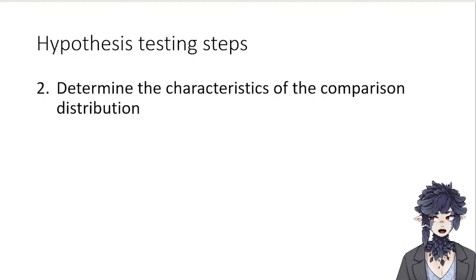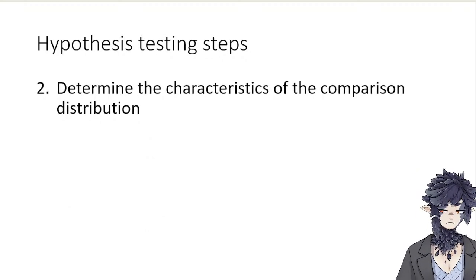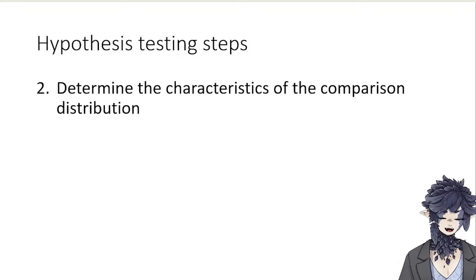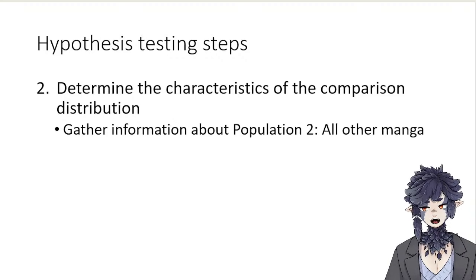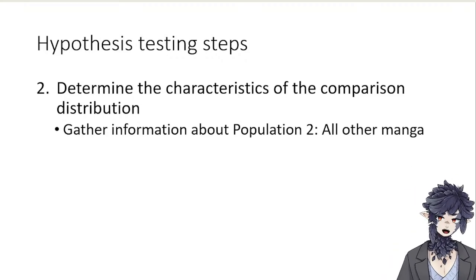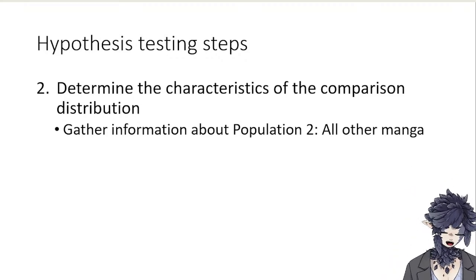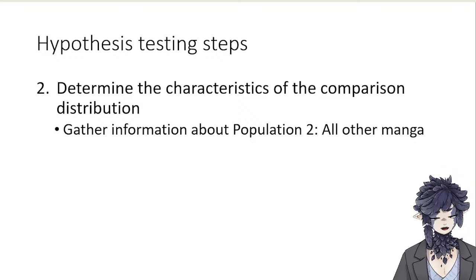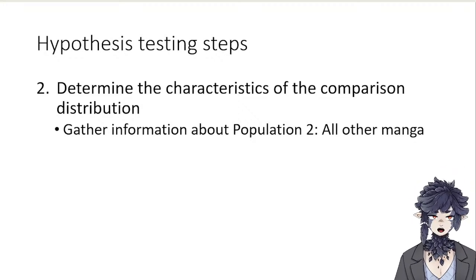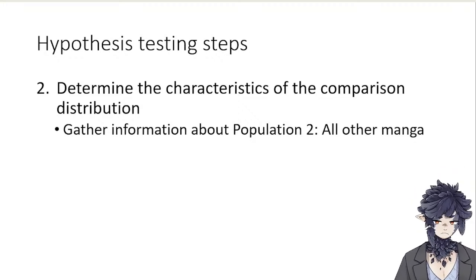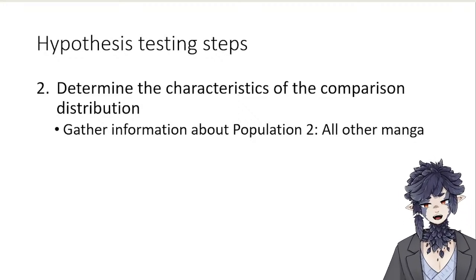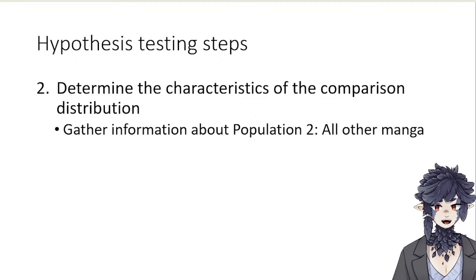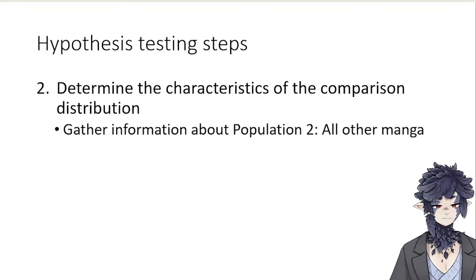Step 2, we have to determine the characteristics of the comparison distribution, which is just a fancy way of saying describe your control group. What does the typical value that isn't the certain group you're looking at look like? So in this case, we're trying to determine if shonen manga is particularly long. So our control group, or what passes for our control group, is any manga that isn't shonen. So that means we need to describe, on average, how long is manga that isn't shonen.